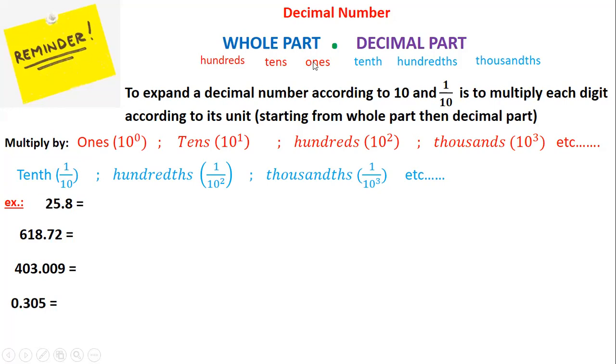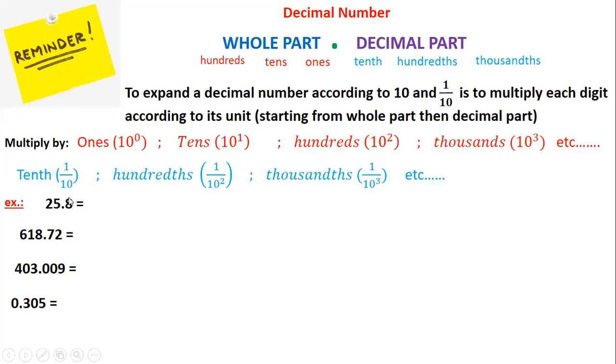From where do I start? From the ones. So 5, I multiply it by 10 to the power 0. When I finish, before moving to the tens, I write plus. In the tens, I have 2. 2, I multiply it by 10 to the power 1. So 5, I multiply it by 10 to the power 0 always because it's in the ones. 2 is multiplied by 10 to the power 1 because it's in the tens.